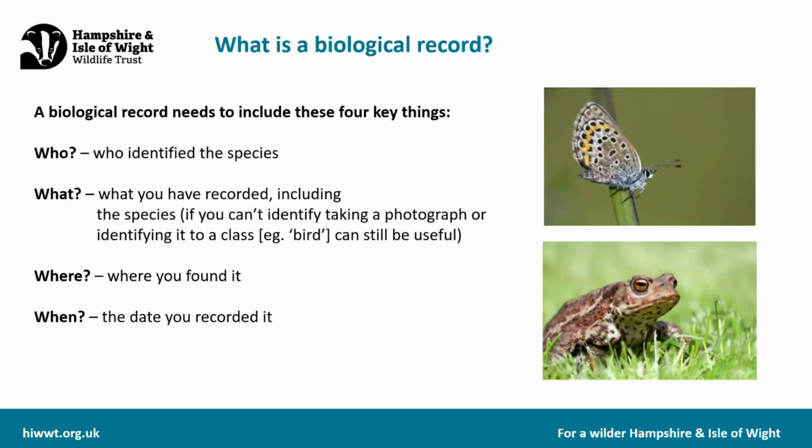So what is a biological record? Well, these are the four key things that you need to include. So who the recorder is, who identified the species, obviously what you've recorded, and that's fine if you're not 100% sure. And if you can get a photograph, that's ideal to get some help with identification. Where you found it, and we'll cover these in a bit more detail, and the date you recorded it. So those are the key things we need to make it more of a formal record.